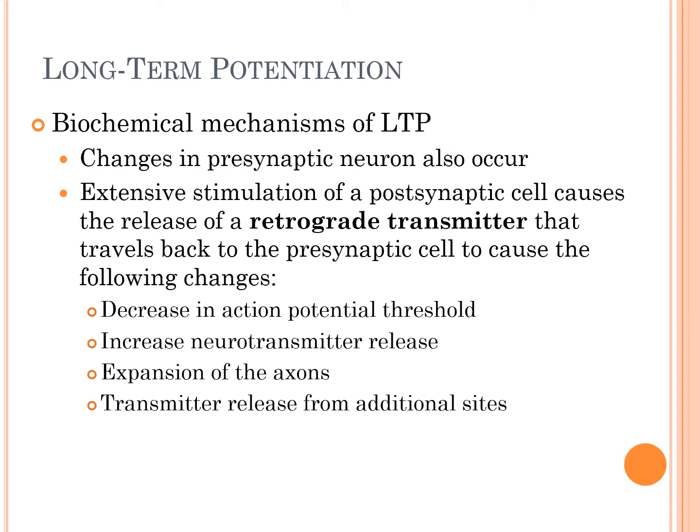So a lowering of the action potential threshold, so I can now, as the presynaptic neuron, respond with less depolarization; an increase in neurotransmitter release; an expansion of the axons, which is what we saw in that really early long-term potentiation slide in that picture; and it can also release neurotransmitter from additional sites. And so again, now strengthening that synapse. We just talked about what's happening at the postsynaptic neuron. This is what's happening at the presynaptic neuron. Both of those neurons, we can see cellular change in them so that it's changing the wiring, or the communication, between the neurons.